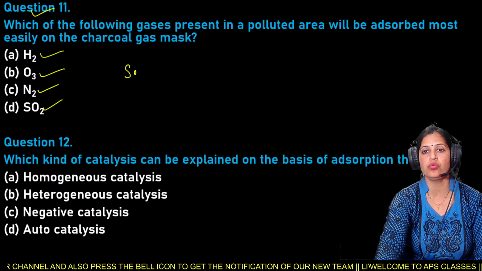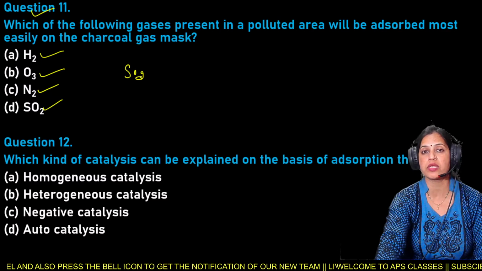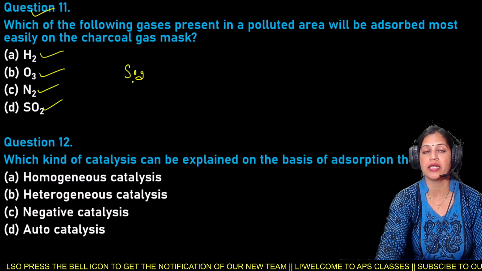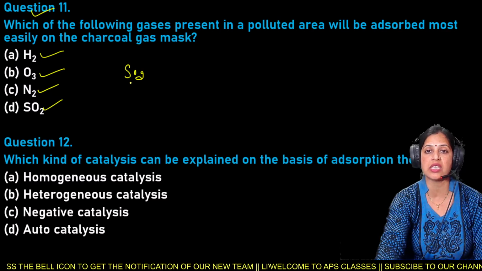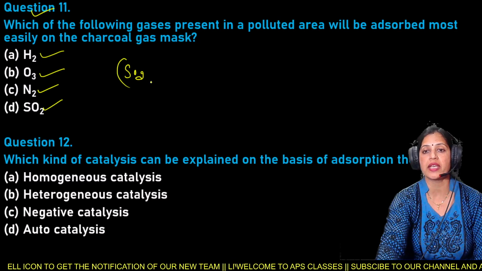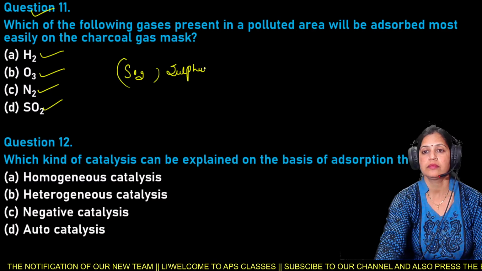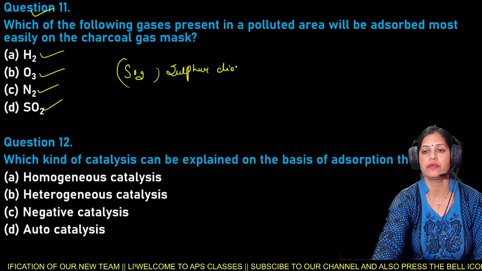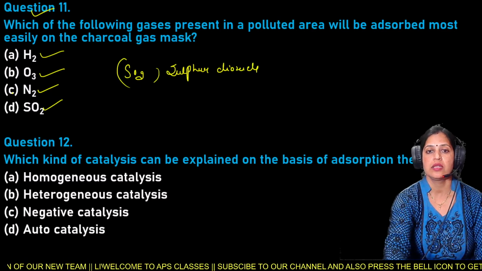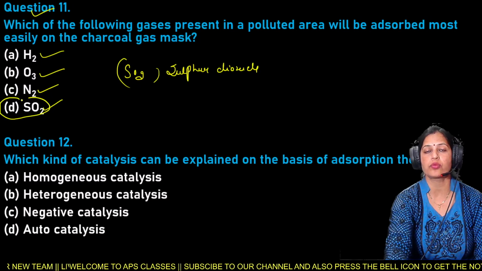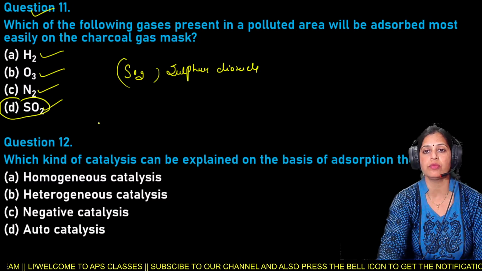SO2 is the gas that is present in polluted areas and will be absorbed most easily on charcoal. That is sulfur dioxide. So this is the right answer. Option D is the right answer for question number 11.